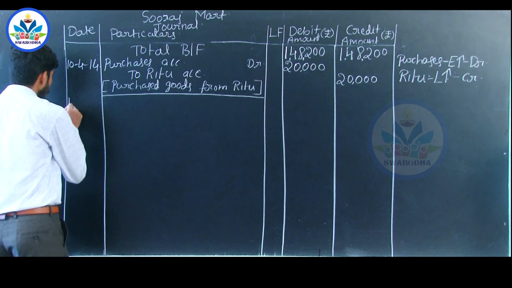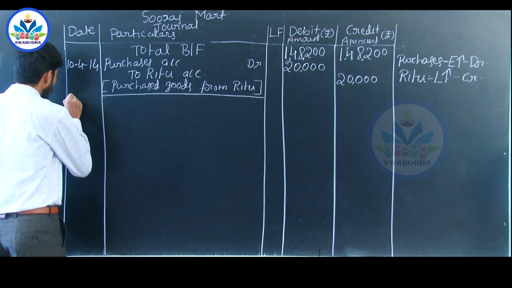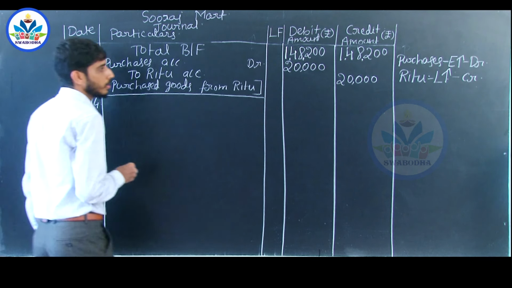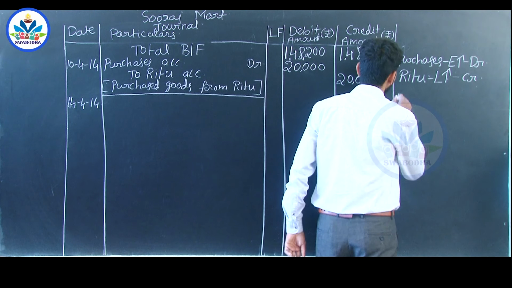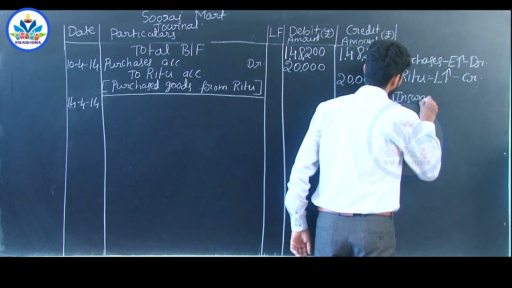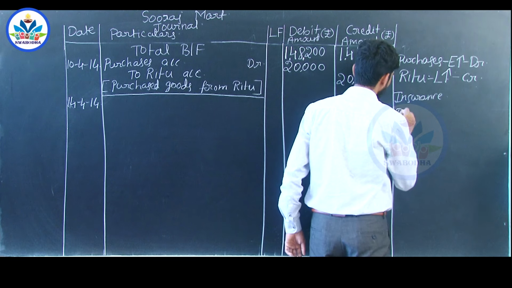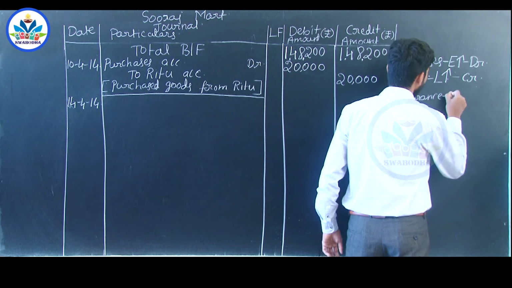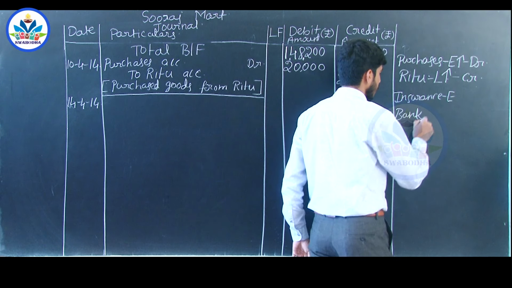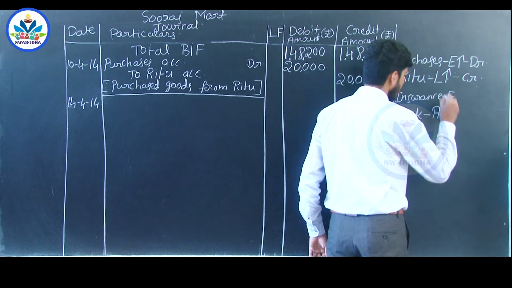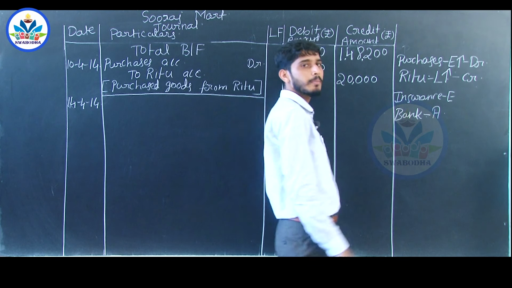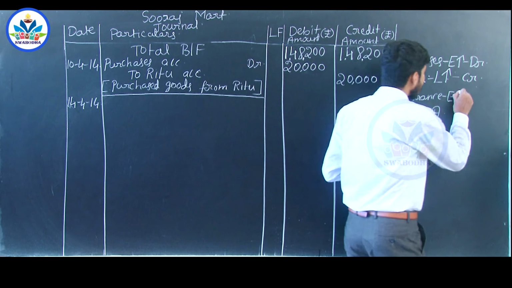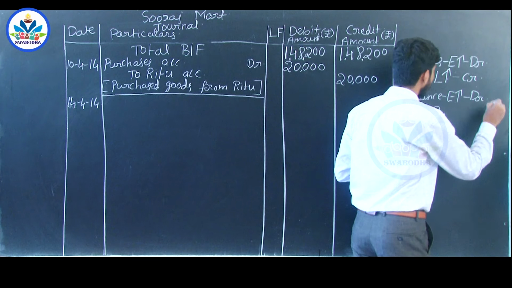So, date is 14/4/2014. The two accounts involved are insurance premium and bank account, because check has been paid. Payment of insurance premium is an expense for the business. Bank account is an asset. Whenever you make payment of insurance premium, your expense value increases. Increase in the expense has to be debited.